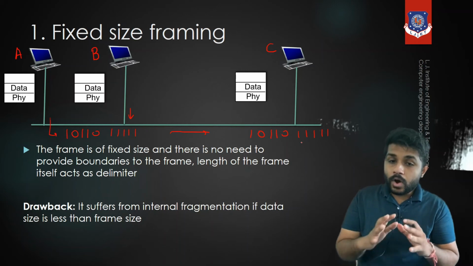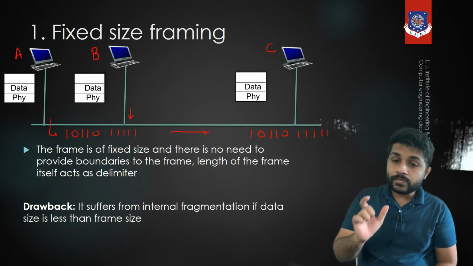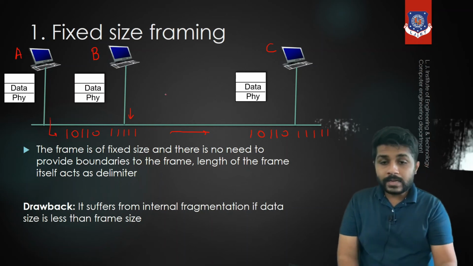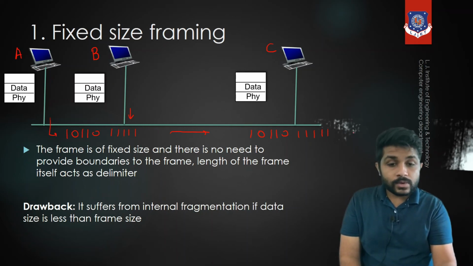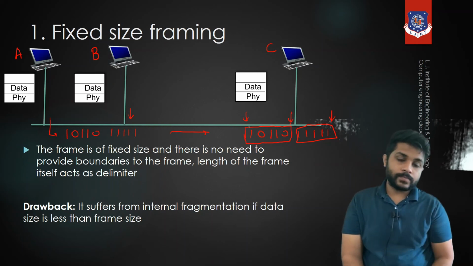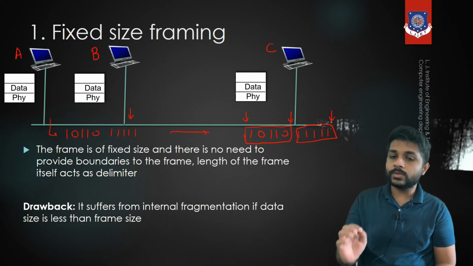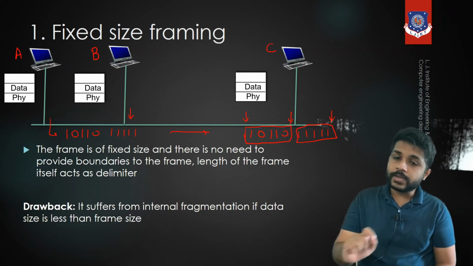Now because all the devices in the network know that the size of the frame is 5 bits, when the receiver receives the stream of bits, it will start receiving the frame from here, and after 5 bits the receiver knows that the first frame is received successfully. After that, the receiver will start receiving the next frame from here, and after 5 bits it knows that the second frame is also received. So fixed size framing means that all the devices in the network know that the size of the frame is fixed.